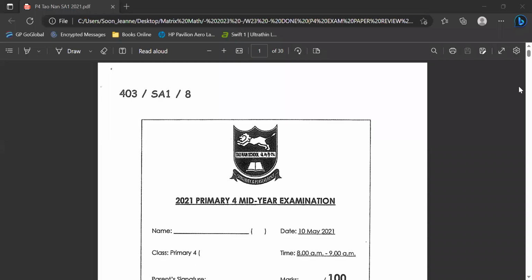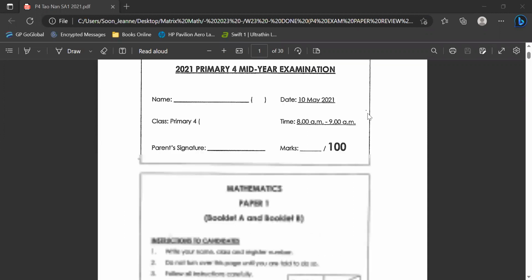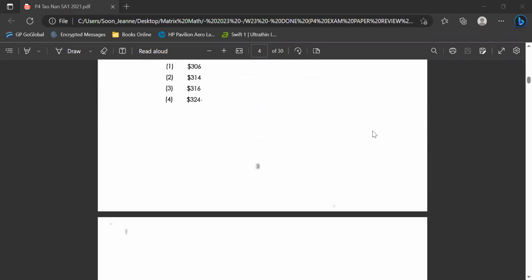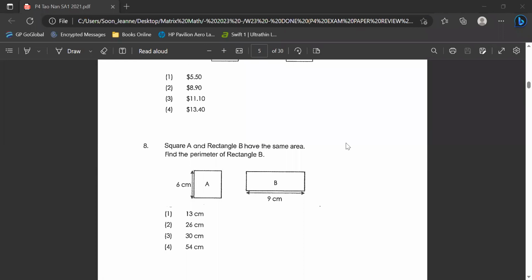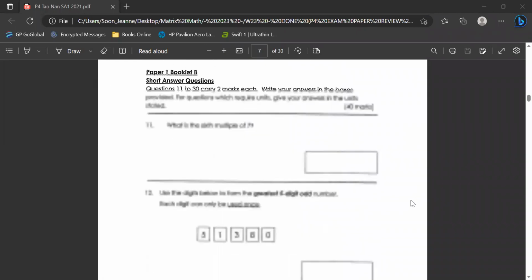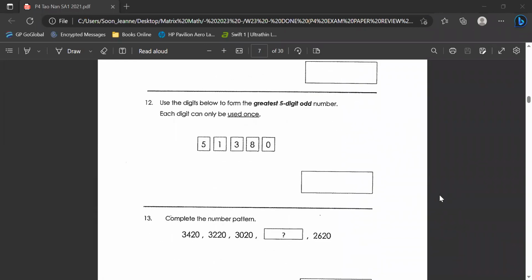Okay, today's exam paper review will be the Tao Nan School 2021 P4 SA1 paper. So I'm going to skip to question 12, which is section B. Let me scroll down to the ones that I need. Question 12. So this kind of question, we have done it many times, but I just want to go through.